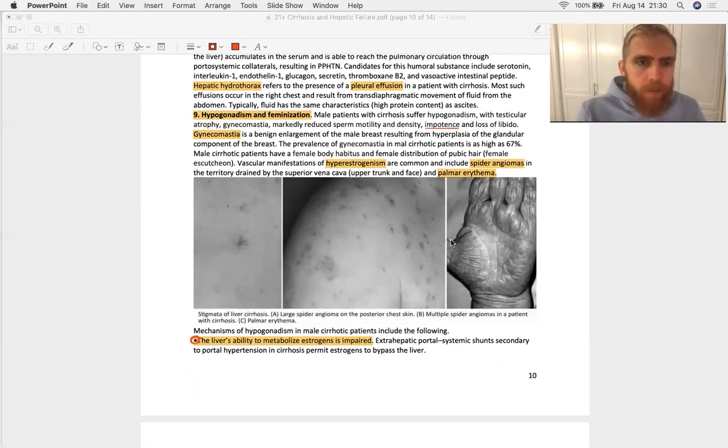The 9th sign of decompensated cirrhosis that we're talking about in this SDL: hypogonadism and feminization. Male patients with cirrhosis suffer hypogonadism with testicular atrophy, gynecomastia, reduced sperm motility, impotence, and loss of sex drive.